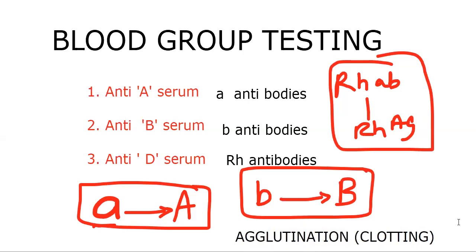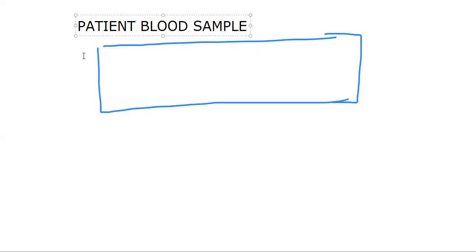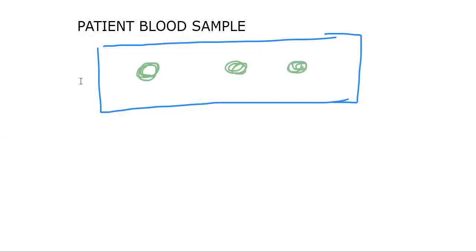Now I am going to start the first test, the laboratory blood group test. A patient's blood sample is taken first on the slide. I'm writing here above so as not to get confused. Three blood drops of one patient are taken. This is the protocol, and we have to do the same for every patient's blood sample.